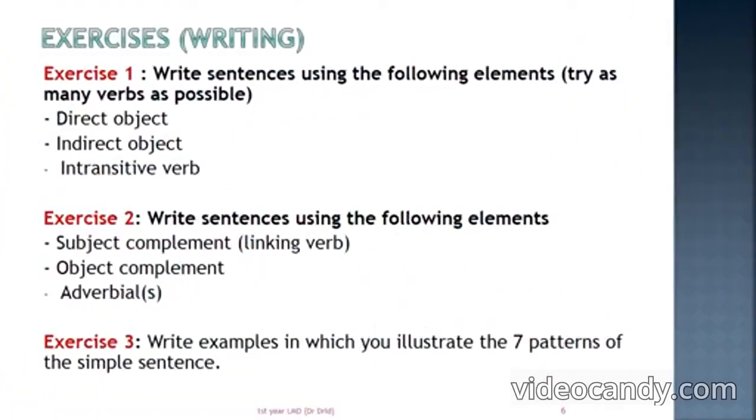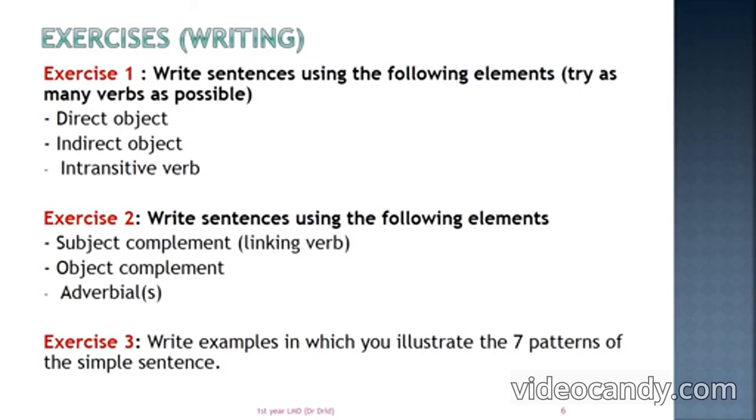Now we come to the last point in this lesson, which is an exercise of writing. We will practice writing the different types of sentences. Exercise 1. Write sentences, at least one sentence, using the following elements. Try as many verbs as possible. You write a sentence with a direct object, another sentence with an indirect object, a last sentence with an intransitive verb.